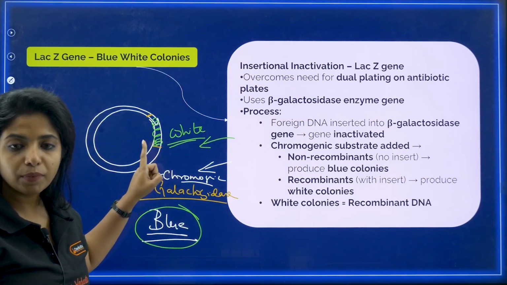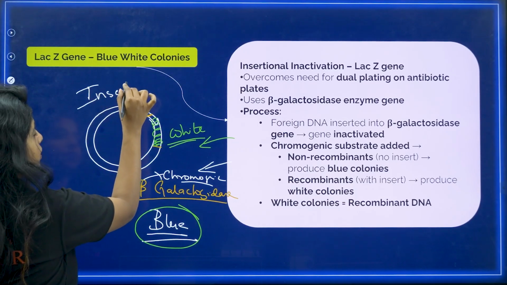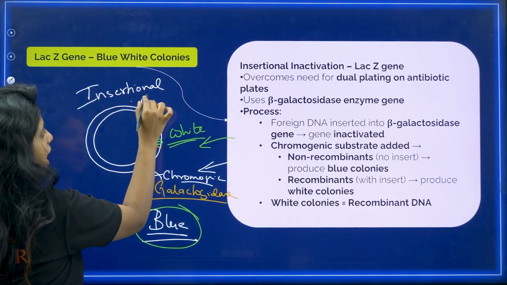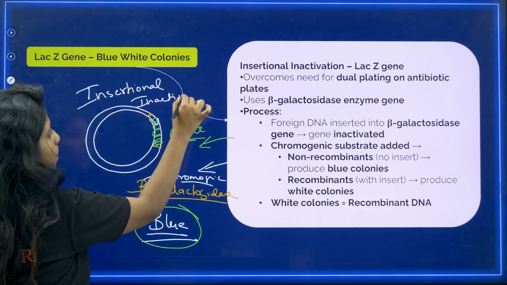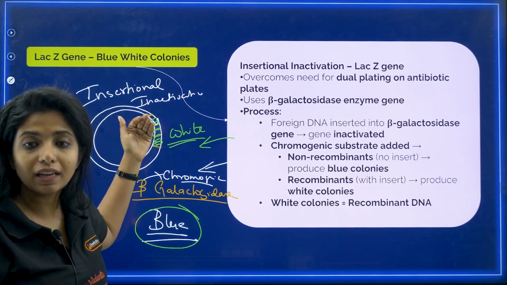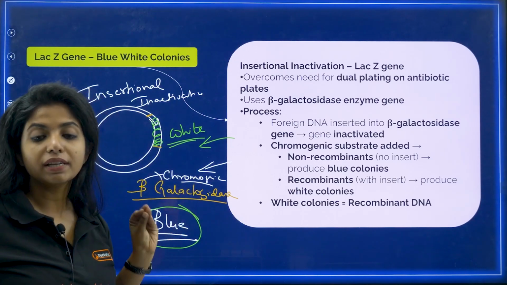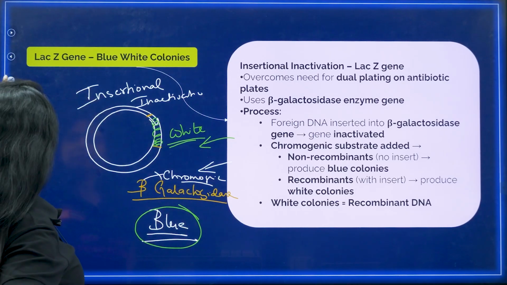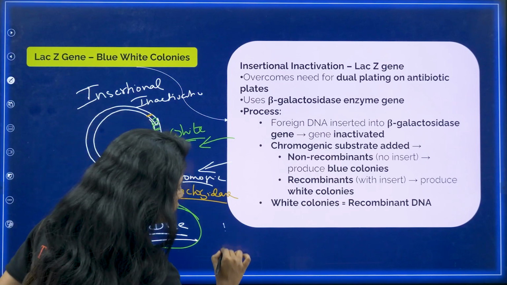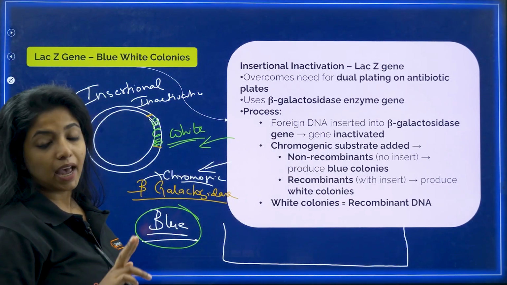What is exactly happening over here? Insertional inactivation is happening over here. What do you mean by that? Basically, I am inserting something else, which is why the previous one is getting inactivated. Now, this is a lot easier way. Why? Basically, I just have one particular plating required. I do not need double plating like ampicillin and tetracycline.